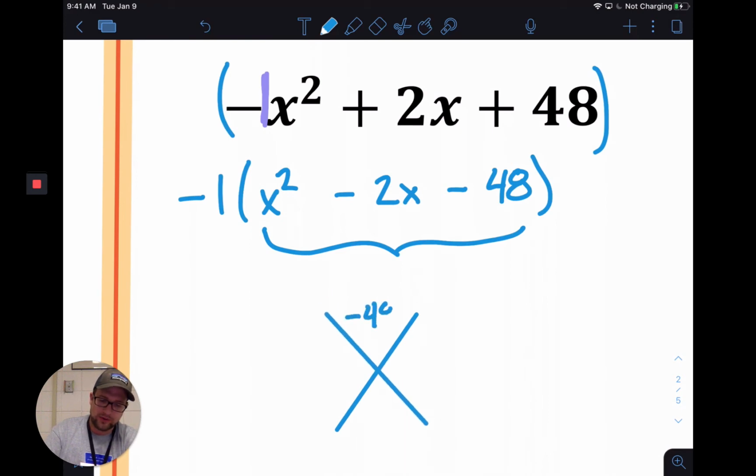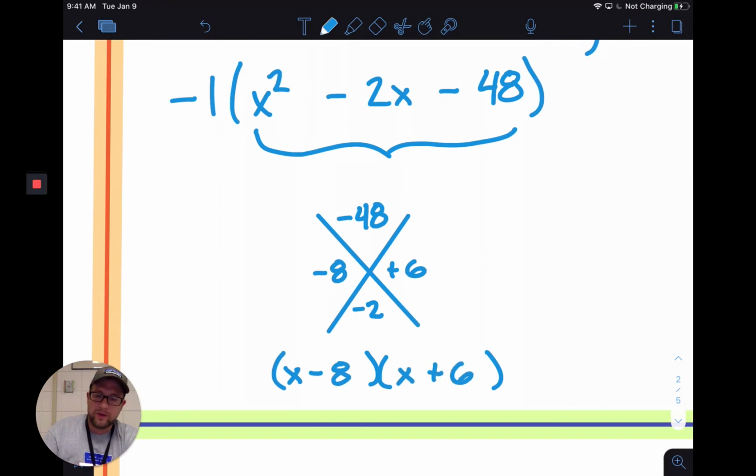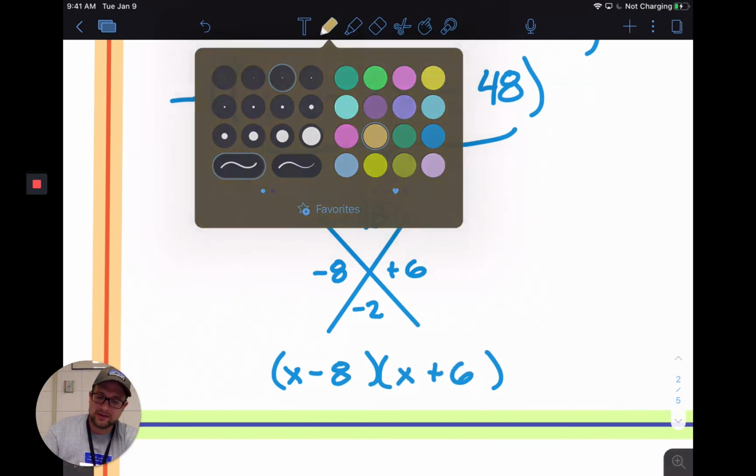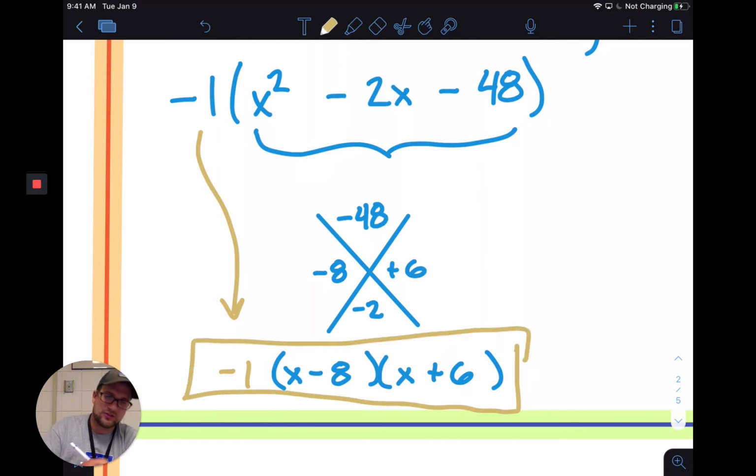We'll put a -48 up top and a -2 on the bottom. Two numbers that multiply to give us a -48 that add to give us a -2, I believe are -8 and a +6. So that means that this can factor down to be x minus 8 and x plus 6. Now, one thing you got to be very careful of is we can't go and forget about that -1 that we've already factored out. That still needs to sit in front to ensure that this all multiplies out to get back to our original.